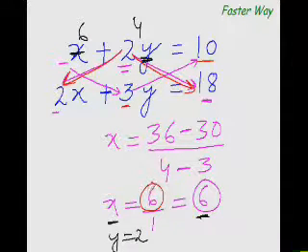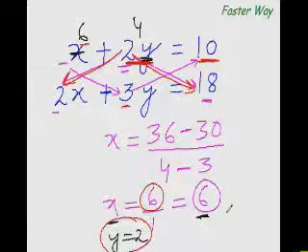Now to find y, just substitute the value of x in one of these two equations. So now you have this x as 6. So 6 plus something equal to 10, isn't it? So you know that 6 plus 4 equal to 10, and 2 times what equal to 4? 2 times 2 equal to 4. So y equal to 2. As simple as that.